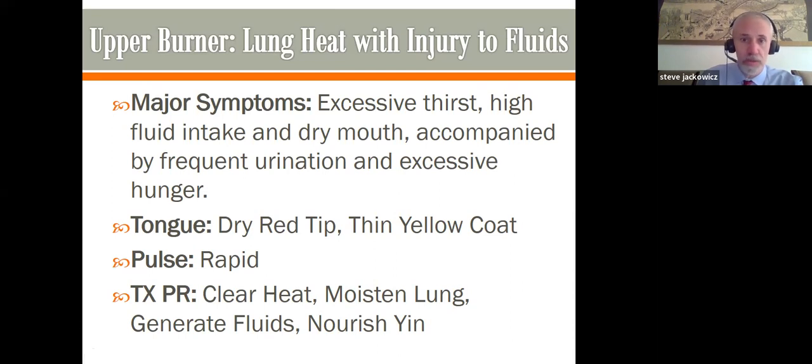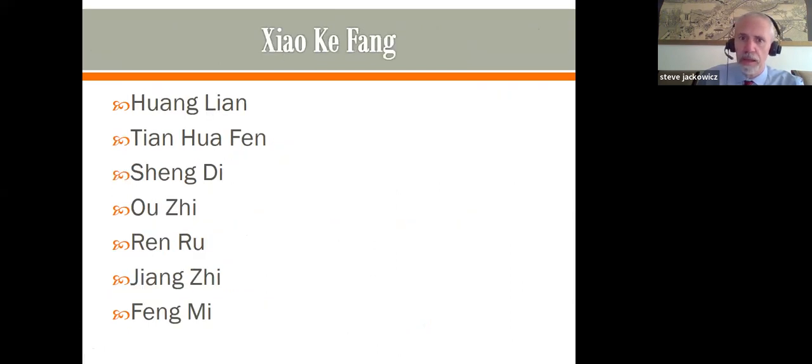Okay. Now, so far so good. This should all be very clear. This is the modern Chinese formula called Shaokefang, which is directed for this, which has the ingredients listed here: Huanglian, Tianhuafen, Shengdi, Ouzhi, Renru, Jiangzhi, and Feng Mi. Now, if you do Chinese herbs, you would be familiar with many of these. You might not know Renru. Renru is literally mother's milk. That is breast milk. Now, we don't really use that so much in the West. They use that actually in China. That's an ingredient they put into this formula.